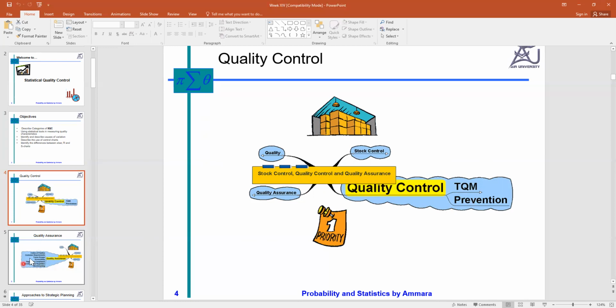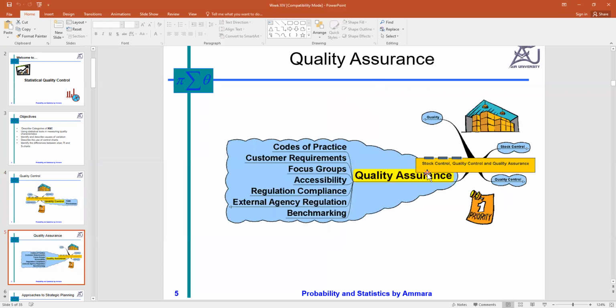Quality control is basically related with quality assurance. To assure the quality, we need the codes of practice, customer requirement, focus groups, accessibility, regulation, compliance, external agency regulation, and benchmark. Here you can see that when all these assurances are met, our process becomes in control. And we can say the quality control meets all the requirements of that term, which we need to improve the process or which we want to do for further study.